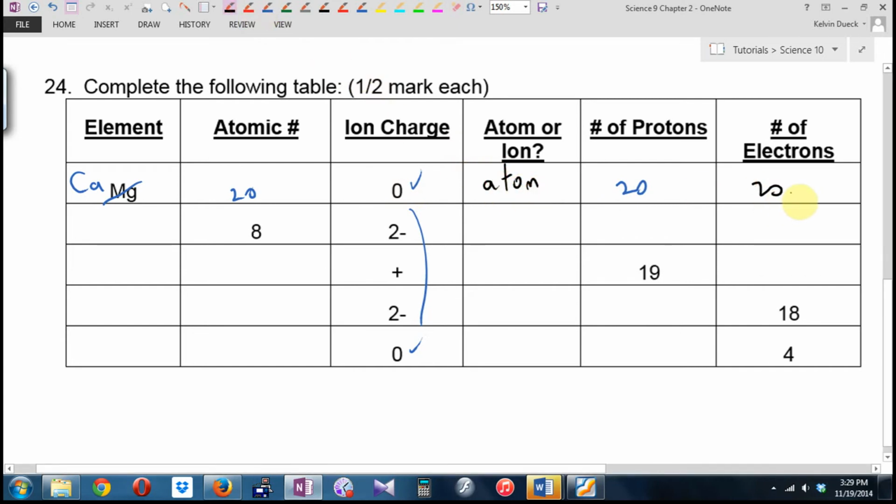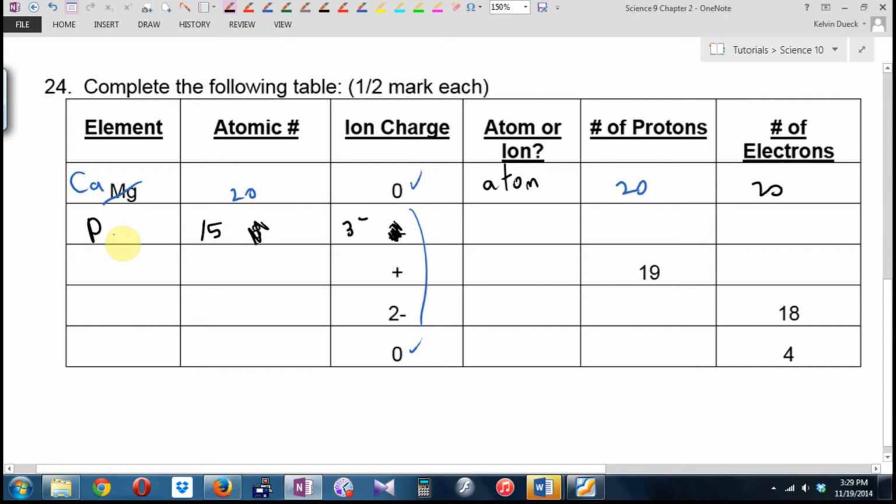Let's do one that's an ion, but let's not do atomic number 8. Let's do atomic number 15. Now, stop. Atomic number 15 can't have an ion charge of 2 minus. Find atomic number 15 and tell me what its ion charge must be. Which element? P, right?